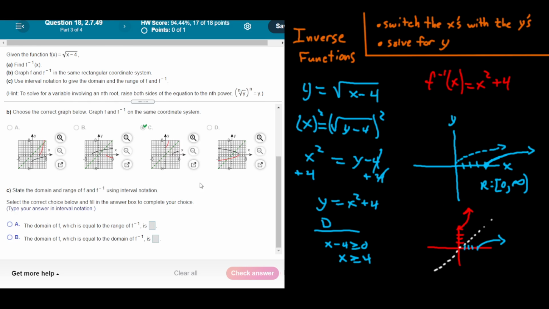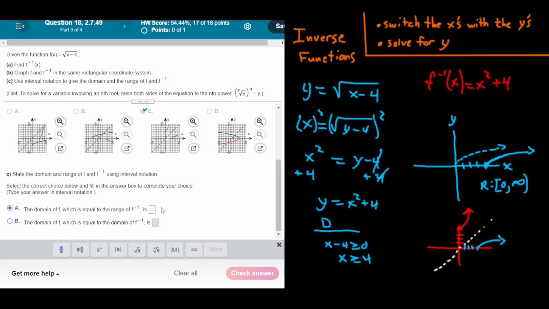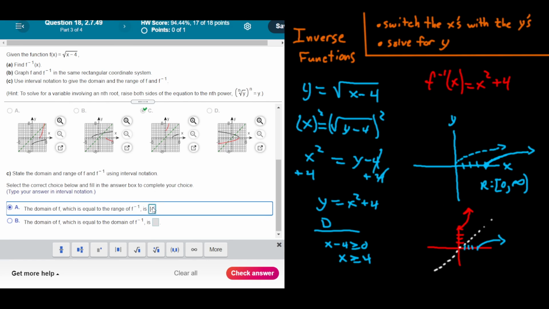Bam. Okay, what is the domain of your original, which is basically the range of your inverse? Well, we stuck with the original. The domain of your original is x is greater than or equal to 4. They want interval notation. So it starts at 4 with a bracket because it's included. It starts at the 4 and goes off to infinity. So 4 to infinity.